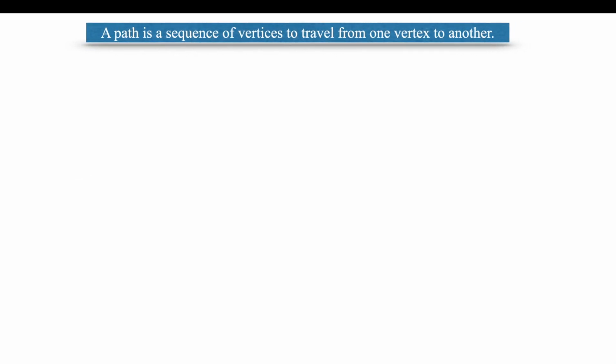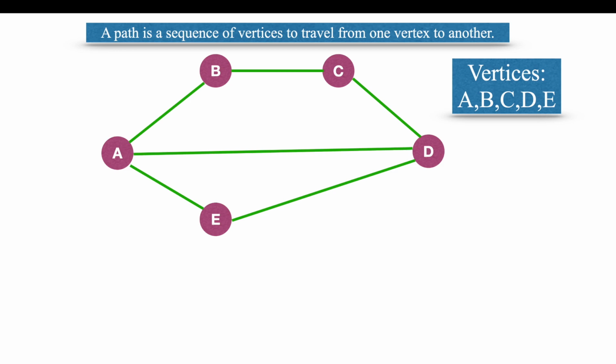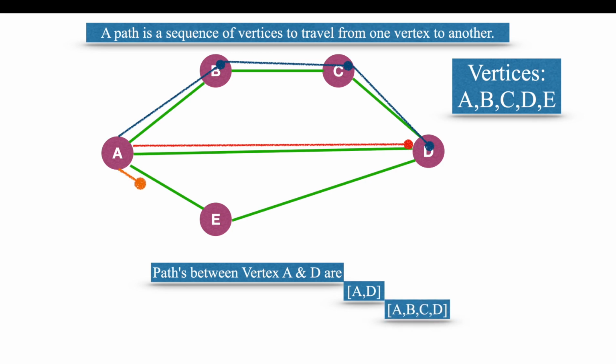Let's move on to path. A path is a sequence of vertices to travel from one vertex to another. Let's see here. We wanted to find out the paths between vertex A and D. So one is AD, other is ABCD, and finally we have AED.